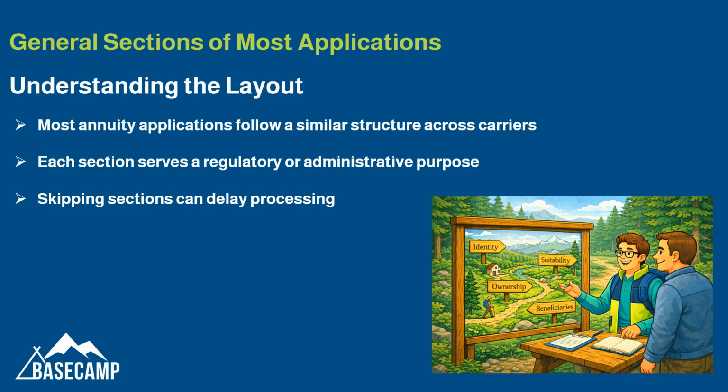You can see several directional signs pointing to different parts of the process: identity, suitability, ownership, and beneficiaries. It's a helpful visual reminder that the application is really a collection of smaller checkpoints that guide the documentation of the retirement strategy. Approaching the application one section at a time can help keep the process organized and easier for both the agent and the client to follow.